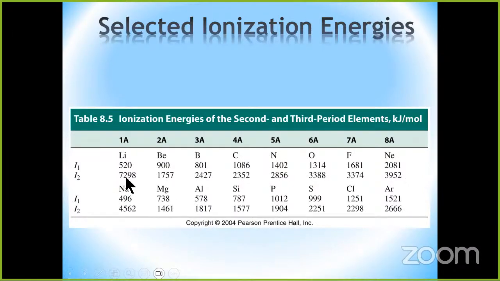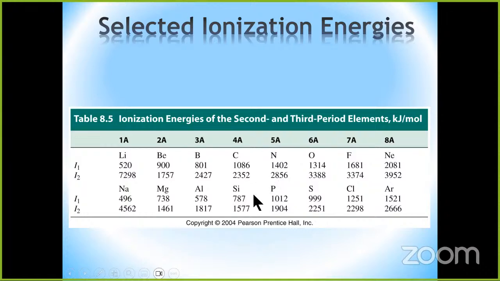Okay, and then this is showing you the trends in terms of going from left to right of periods. Now, in this row here, we're talking about period 2, and then this is period 3, right? So in the case of period 2, if you look at the first ionization energy, lithium is 520, and then it increases to 900 in the case of beryllium, and then it increases to 801 in the case of boron, and then 1086 in the case of carbon, and so on and so forth.